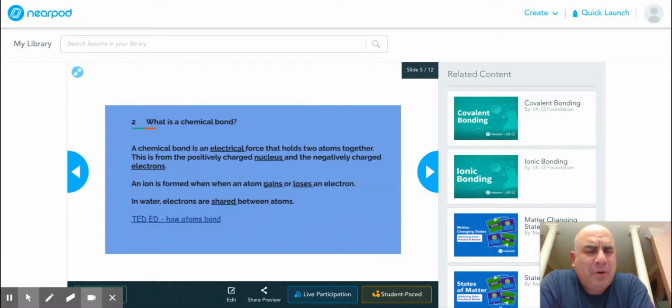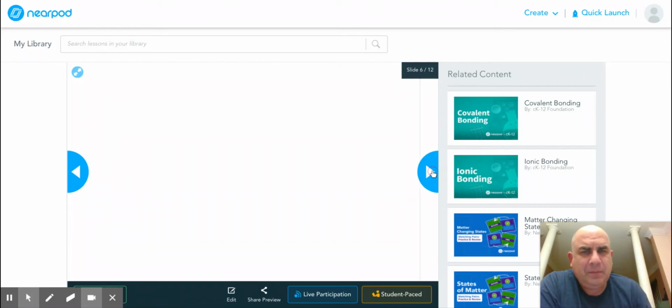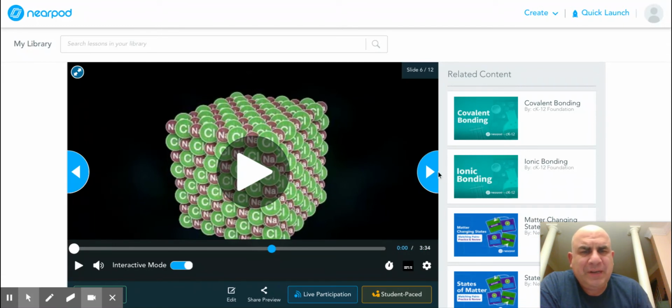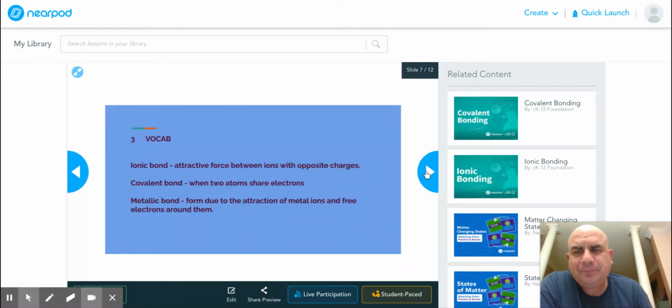What is a chemical bond? A chemical bond is an electrical force that holds two atoms together. This is from the positively charged nucleus and the negatively charged electrons. An ion is formed when an atom gains or loses an electron. If you looked back on that last slide, it said ion with a negative or ion with a positive. In water, H2O, electrons are shared between atoms. And here's a wonderful TED-Ed that I would like you to watch.